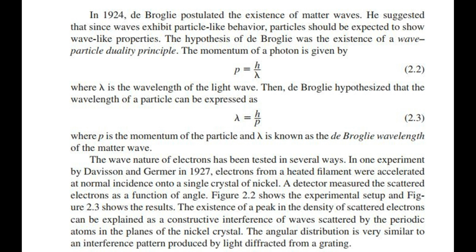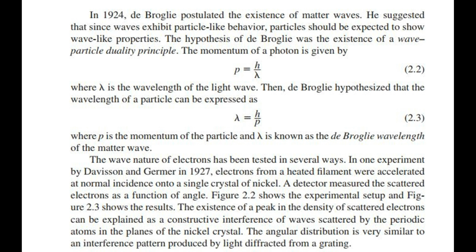The wave nature of electrons has been tested in several ways. In one experiment by Davisson and Germer in 1927, electrons from a heated filament were accelerated at normal incidence onto a single crystal of nickel. A detector measured the scattered electrons as a function of angle. Figure 2.2 shows the experimental setup and Figure 2.3 shows the results.